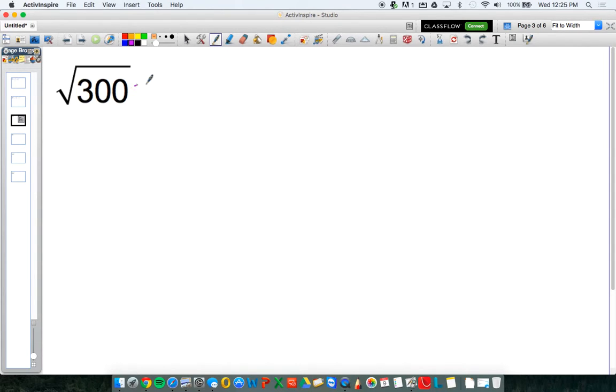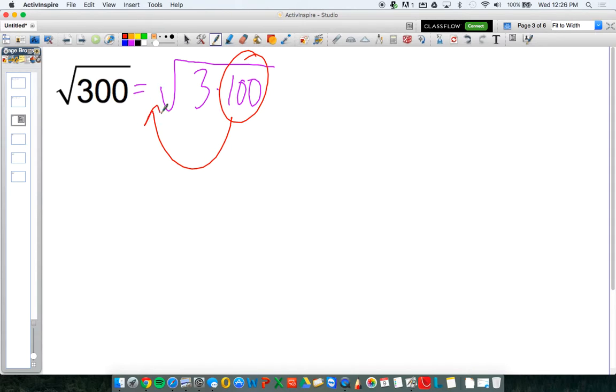Look at 300. Again, what can you break it down into factor-wise, where one of the factors is a perfect square? 3 times 100. 100 is a perfect square. Square root it, you get 10. 10 comes out of the radicand, and you're left with 10 root 3.